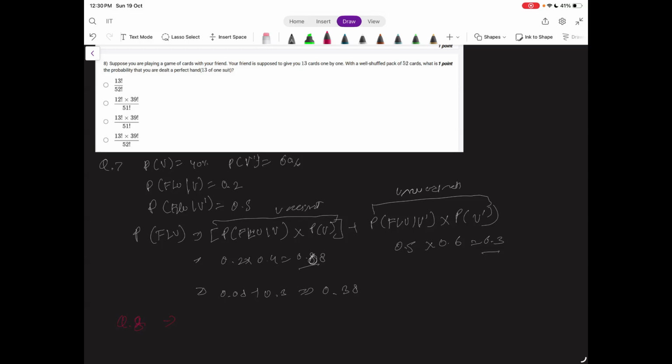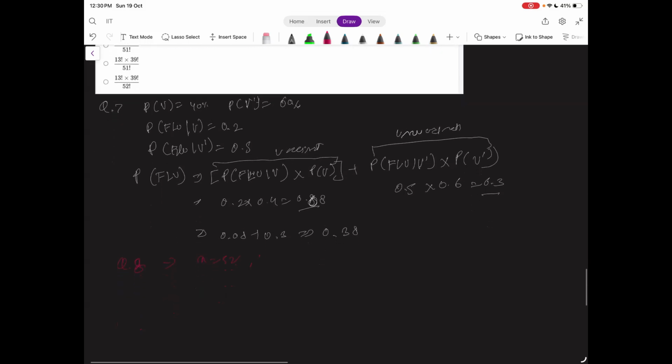So a perfect hand means the 13 cards you receive are from the same suit. Okay, so 13 hearts, for example. Your friend deals 13 cards from a 52 card deck, and we assume that the deck is well shuffled. So for the total number of ways this can happen, your n is 52 and r is 13. You do 52 combination 13, which is how many ways you choose 13 cards out of a pack of 52. So 52 factorial over 13 factorial times (52 minus 13) factorial. This is the formula.